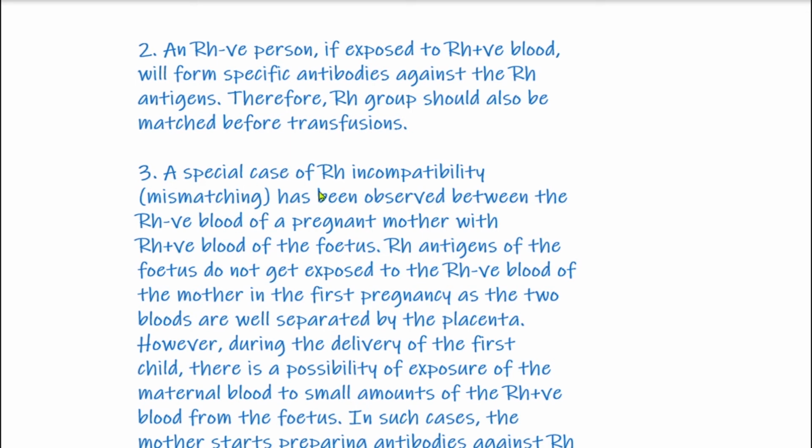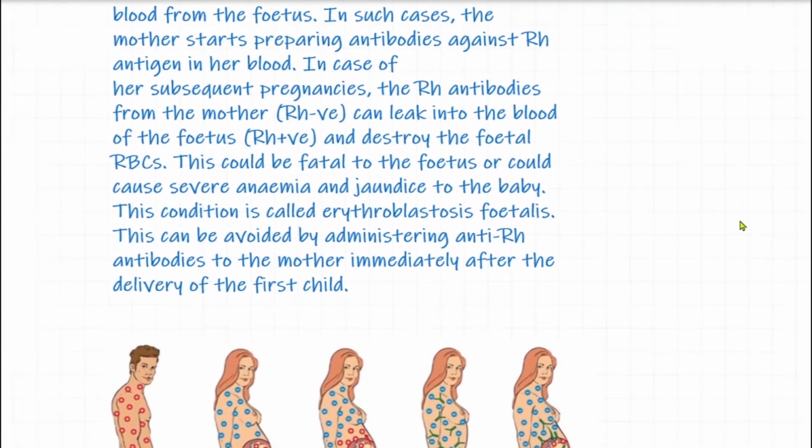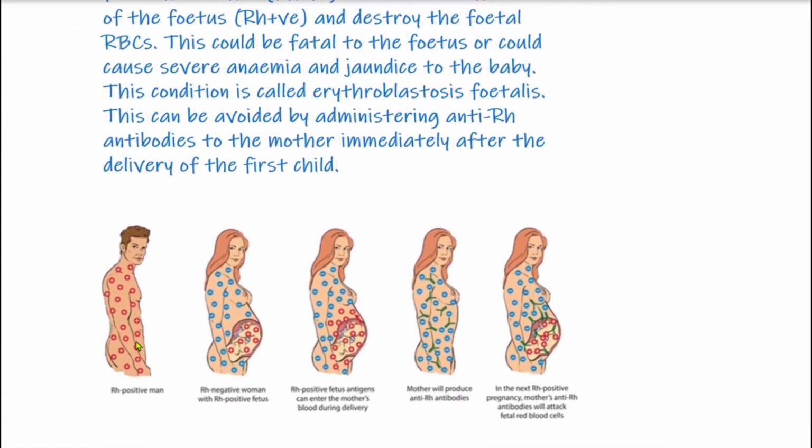Now students, a special case of Rh incompatibility has been observed between Rh negative blood of a pregnant mother and Rh positive blood of the fetus. Students, if you see, if the husband is Rh positive and the mother is Rh negative, I have marked these red signs for Rh antigen, and negative signs for the absence of Rh antigen, which means this mother is Rh negative. If the father is Rh positive and the mother is Rh negative, the baby will be Rh positive.